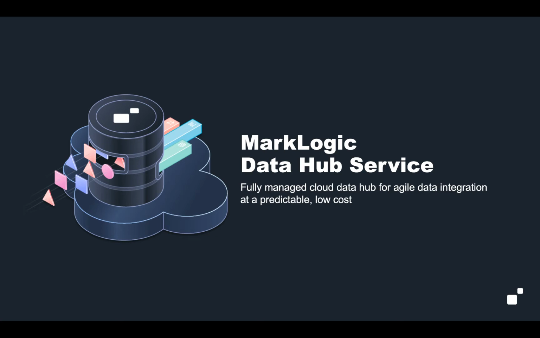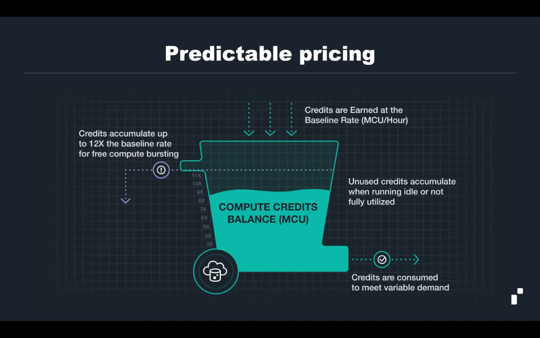So let's dive deep into the predictable pricing of Data Hub Service. Data Hub Service offers consumption-based pricing based on cloud credits or MCU. The pricing is predictable when it comes to handling time-varying or unpredictable workloads. MarkLogic understands that while your workloads vary, your budgets don't. Hence, unlike other cloud services, Data Hub Service offers free compute bursting.